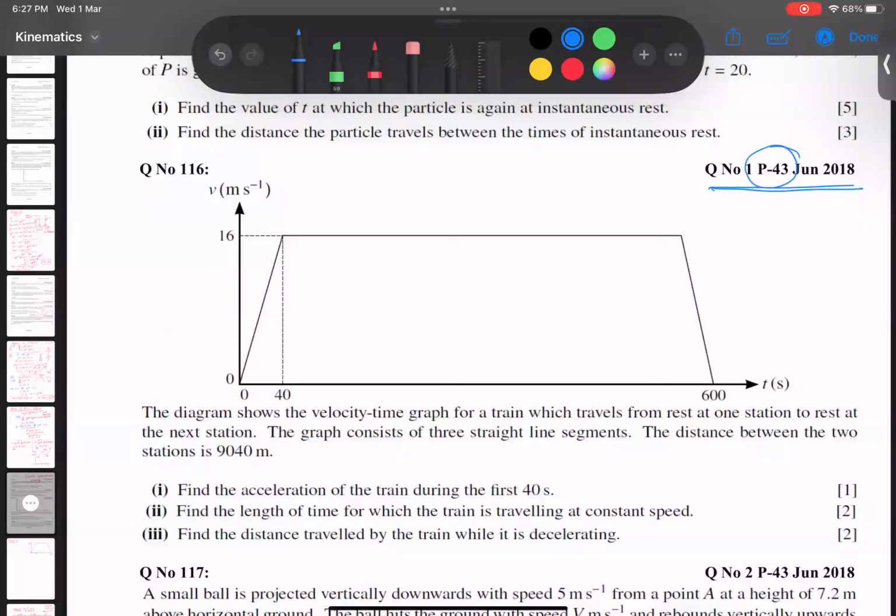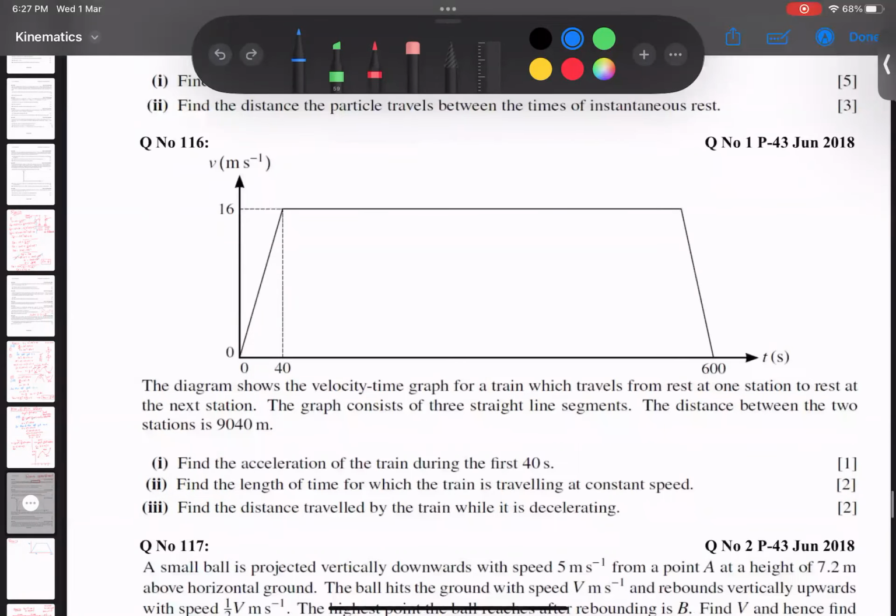This is June 2018, 43 variant, question number 1. The question given here: the diagram shows a velocity-time graph. A train travels from rest, starting from rest, and stops at rest at the next station. The graph consists of three straight lines: line number 1, line number 2, and line number 3.